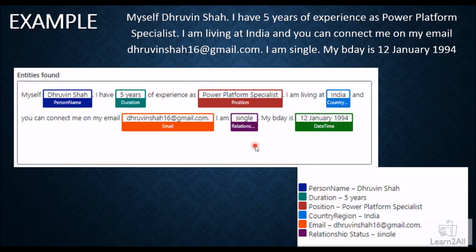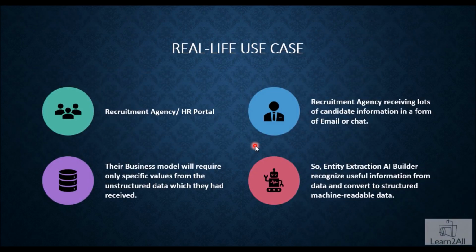During this session, we are doing the same procedure. Here, we are going to take an example of a recruitment agency or HR portal. A recruitment agency receives lots of candidate information every day in the form of an email or a chat. Their business model will require only specific values from the unstructured data which they have received. So, Entity Extraction AI Builder recognizes the useful information from the data and converts it to structured machine-readable data. In this session, I am going to demonstrate this in detail. Now, before we proceed further, let me show you what we are going to achieve as the end result at the end of this session.